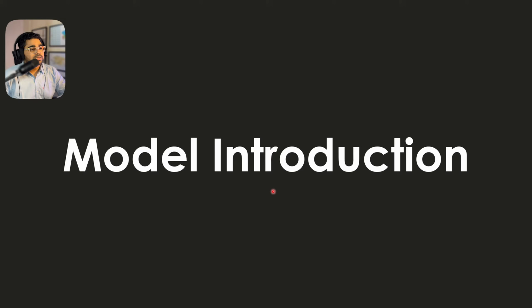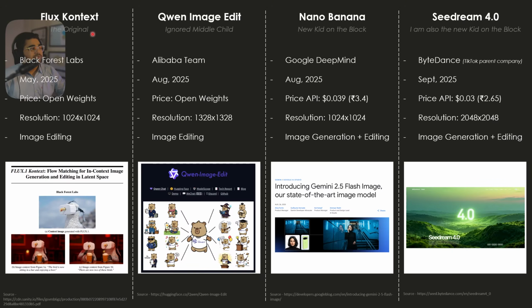Now let's compare all of these 4 models side by side. So FluxKontext, I'm calling it as the original in comparison to the rest of the 3 models. FluxKontext came in May 2025 and was developed by Black Forest Labs, who are the people behind all the Flux models. Now because this is open weights, you can use it freely on your computers, and the base resolution is going to be 1024 by 1024, and this is only useful for image editing. If you know Flux, they have specific model for each of the tasks. If you want image editing, you need to use FluxKontext.